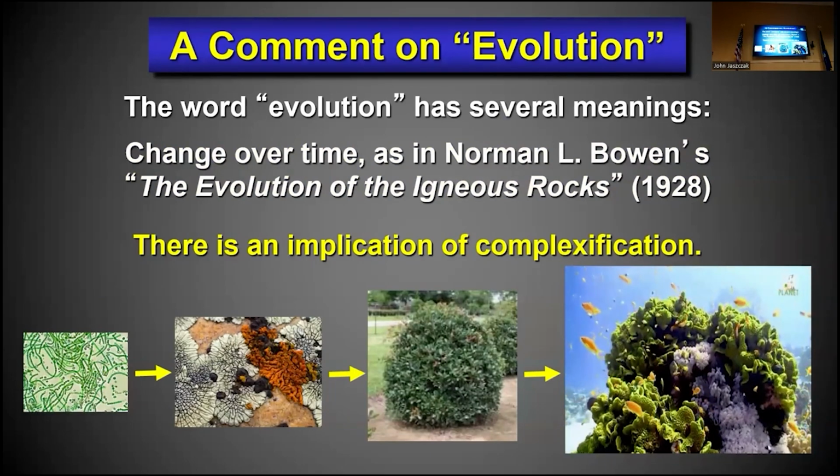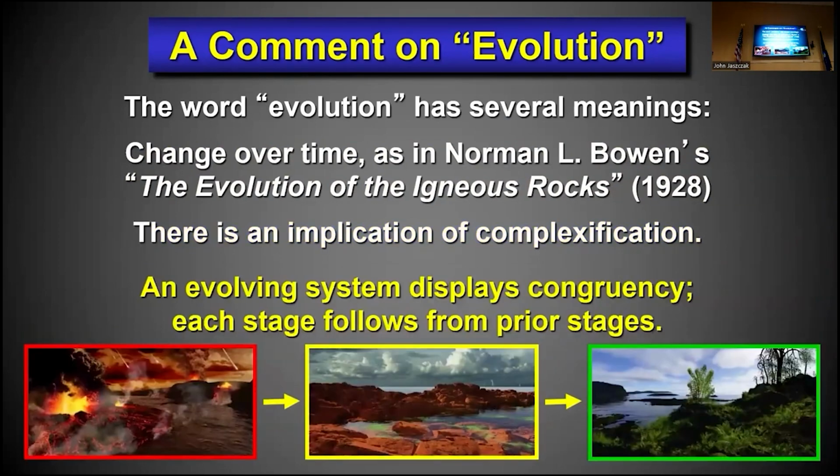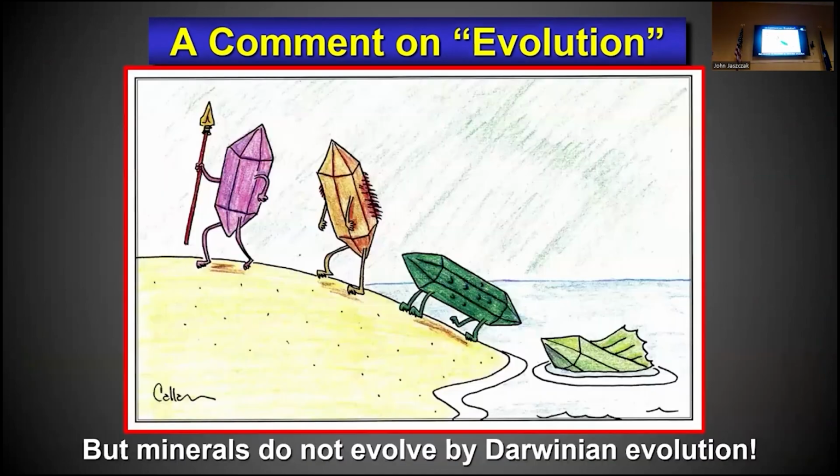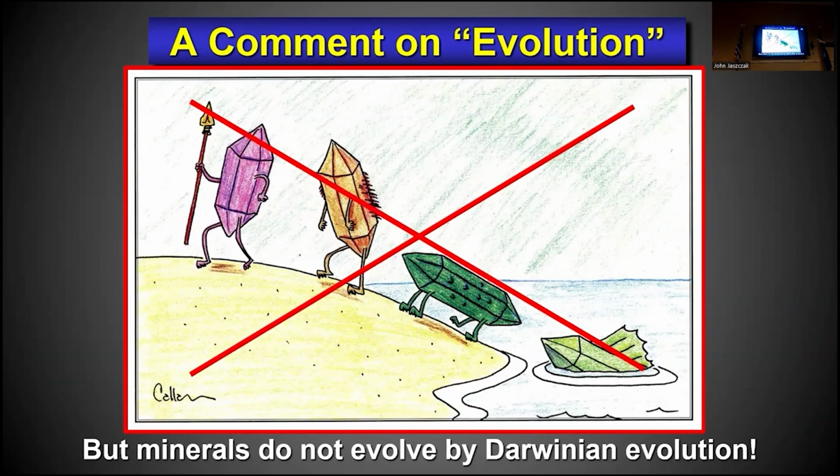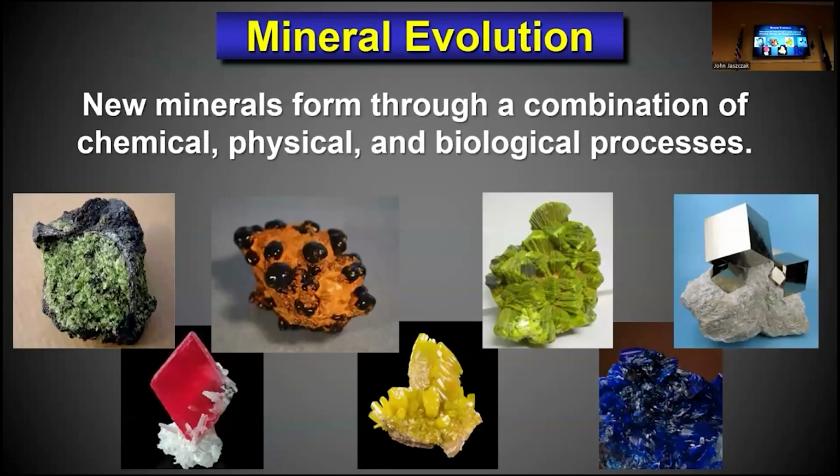So an evolving system becomes, in a sense, more interesting through time. And there's a congruency, that is, each stage of mineral evolution or any other evolving system follows logically and builds on what came before. So it's a sequence, but it's not this. So erase it from your minds. Don't think about that. It's not Darwinian evolution. And as we'll see later on when I start talking about the missing law, there's something very special about minerals as an example of a much more general natural phenomenon of evolution.